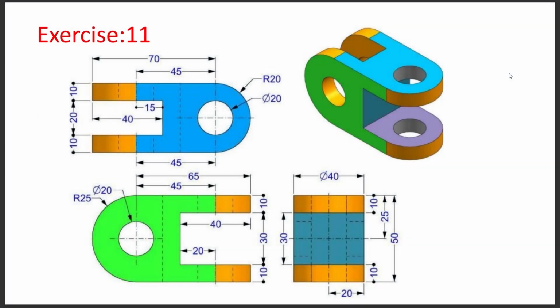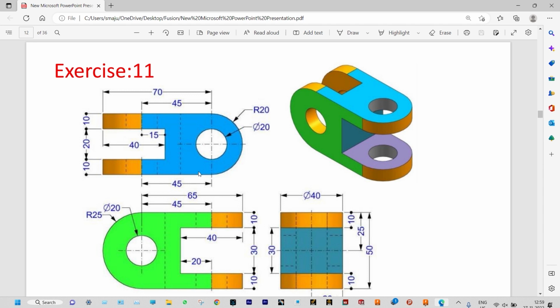Hello viewers, this is our 11th exercise and I will be modeling this one using Autodesk Fusion 360. You can see we are having different views. This is the top view, this is front, and also this is the side view, and this one is the isometric one. We can start modeling from front or top views. Let us consider this one as the top view. We'll be starting this one first, then in the next case we'll start with the front view, right? So we're starting initially with the top view.